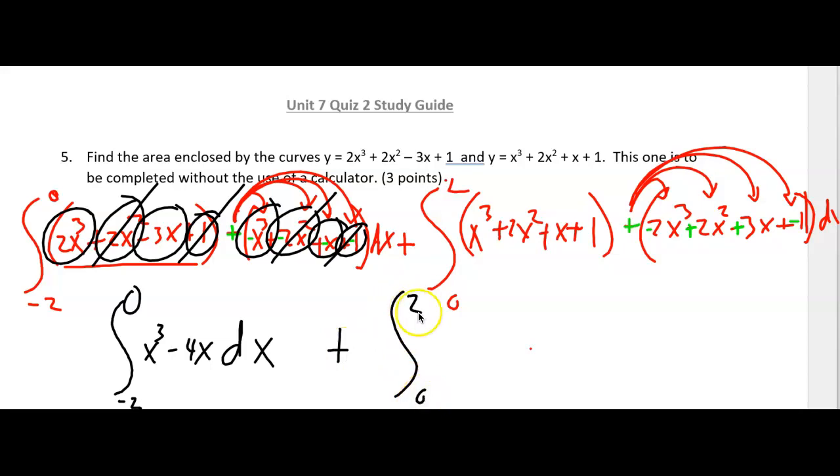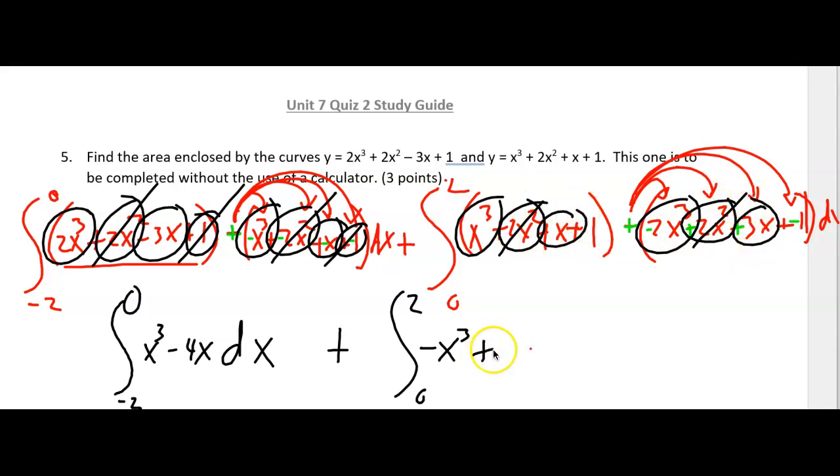Plus, now we do the other one. This one goes from 0 to 2. If I put this x cubed with this -2x cubed, I get -x cubed. This 2x squared and this 2x squared are going to cancel. Positive x and +3x makes +4x. And then +1 and -1 cancel.